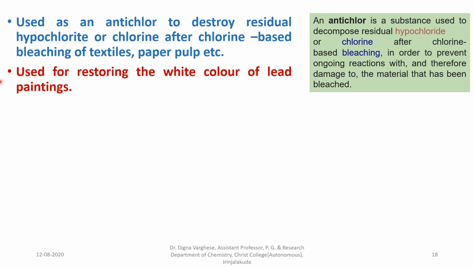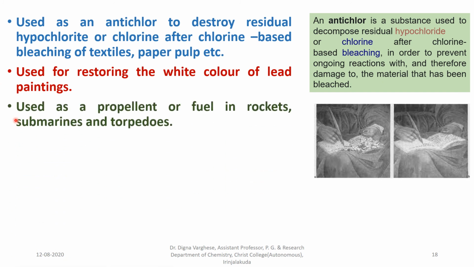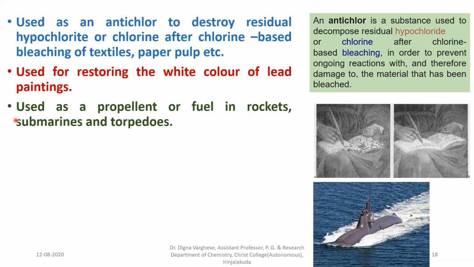It is used for restoring the white color of lead paintings. We have already seen that lead sulfide is converted to lead sulfate. We know lead sulfide is black, and when treated or washed with hydrogen peroxide, it is converted to lead sulfate, that is white. It is used as the propellant or fuel in rockets, submarines and torpedoes.